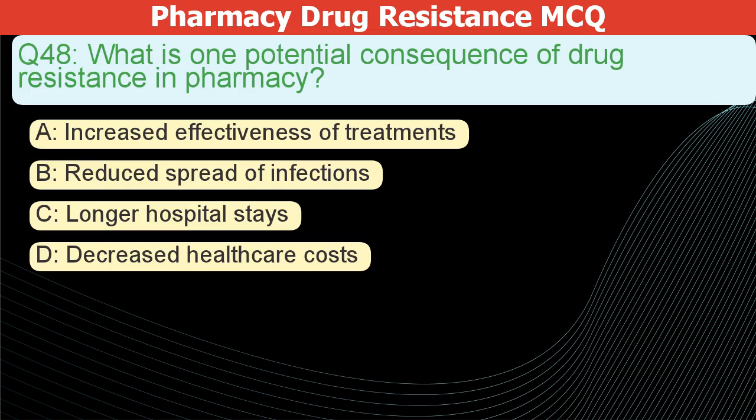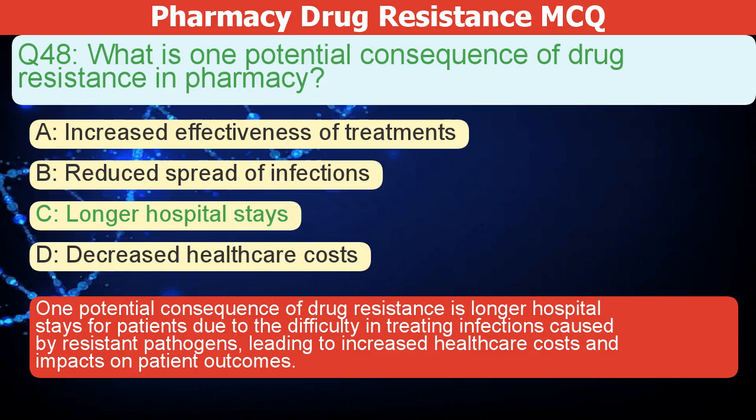What is one potential consequence of drug resistance in pharmacy? A. Increased effectiveness of treatments. B. Reduced spread of infections. C. Longer hospital stays. D. Decreased healthcare costs. The correct answer is C. One potential consequence of drug resistance is longer hospital stays for patients. Due to the difficulty in treating infections caused by resistant pathogens, this leads to increased healthcare costs and impacts on patient outcomes.